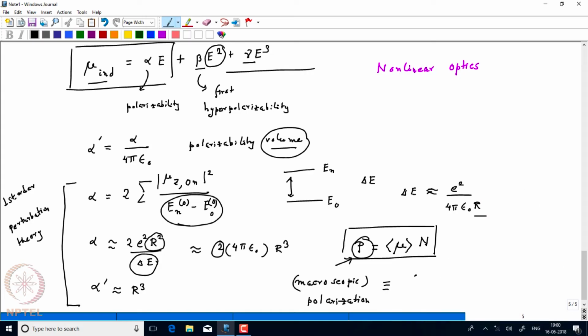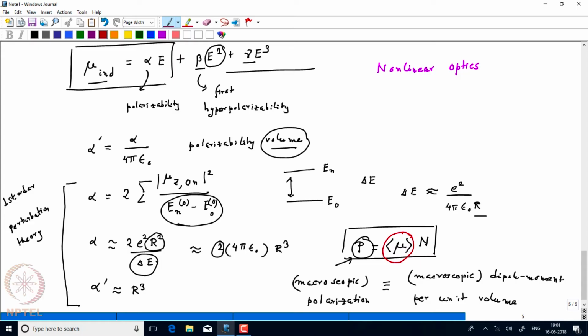So, we can write it as the macroscopic or the measurable dipole moment that you can measure per unit volume. So, we will now try to understand what is the value of this mu average, because when you apply an external electric field, you have to understand what the mu average is.